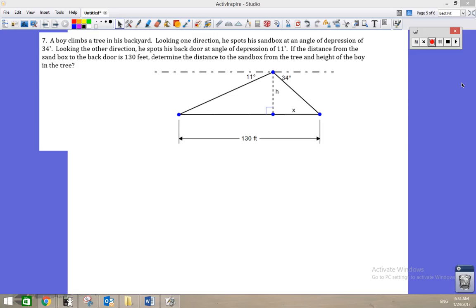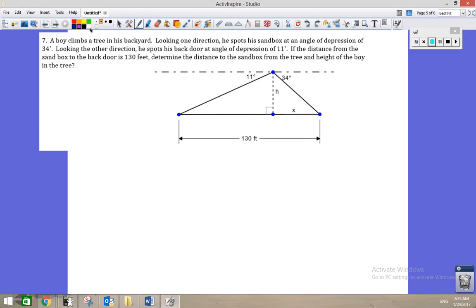If the distance from the sandbox to the back door is 130 feet, determine the distance from the sandbox to the tree and the height of the boy in the tree. Okay, so let's see if we can make heads or tails from this picture. It's nice that this would be a complicated picture to draw at this point for us.